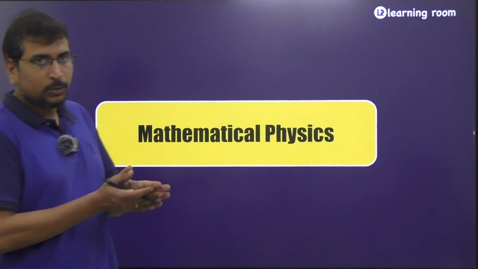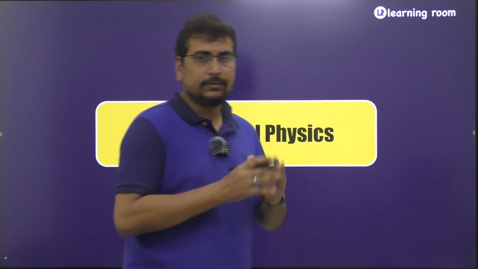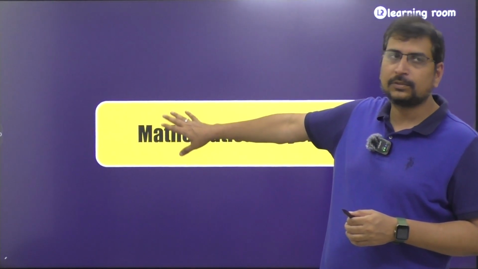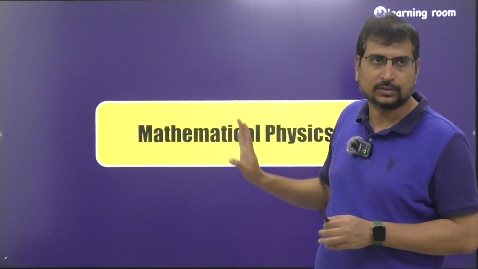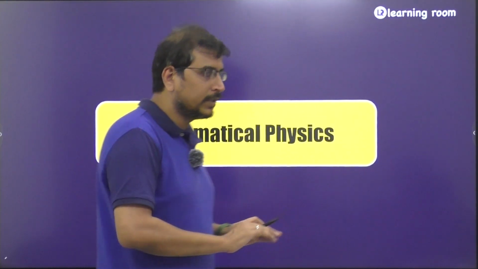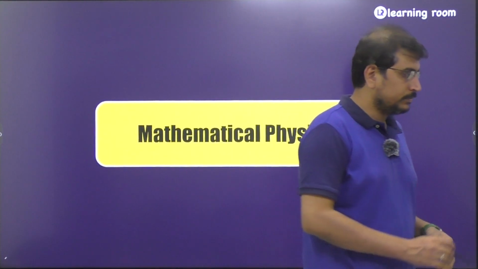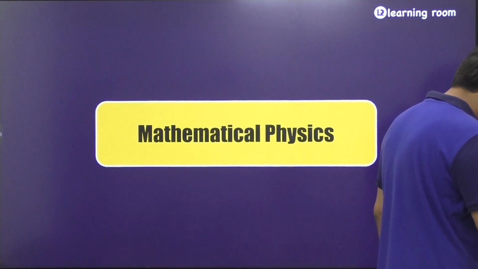So as the name of the chapter goes, it's called mathematical physics, right? Why do we call it mathematical physics? Because these are the mathematical concepts we are going to use in most of the physics concepts. That's it, as simple as that, right? So this is the name of the chapter, right?